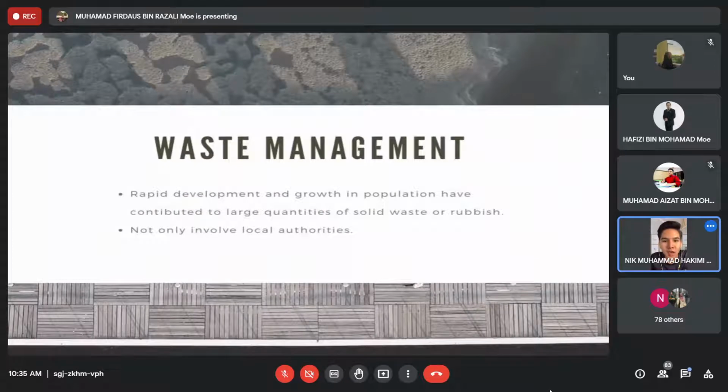Okay, so waste management. Due to rapid development and growth in population, large quantities of solid waste or rubbish have been produced. This is actually not good for us because if we can't manage it well, it will affect our quality of life. It is important for us to know that this involves not only the local authorities, but everyone should play an important role in ensuring the effectiveness of this waste management program.